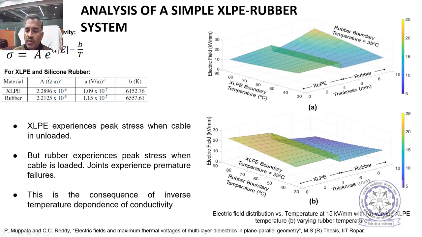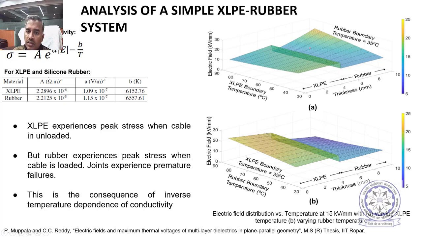So this is the thickness of the insulation, XLPE portion and rubber portion. You can see the temperature is changed from 30 to 90. So this is the XLPE boundary temperature, and the rubber boundary temperature is kept at 35 degree centigrade. You can see as the XLPE boundary temperature is increased, the electric field inside the rubber, that is in the joint, is increasing. On the contrary, if you keep the temperature of the XLPE boundary constant and go on increasing the rubber boundary temperature, then this is how the XLPE boundary electric field will increase here.